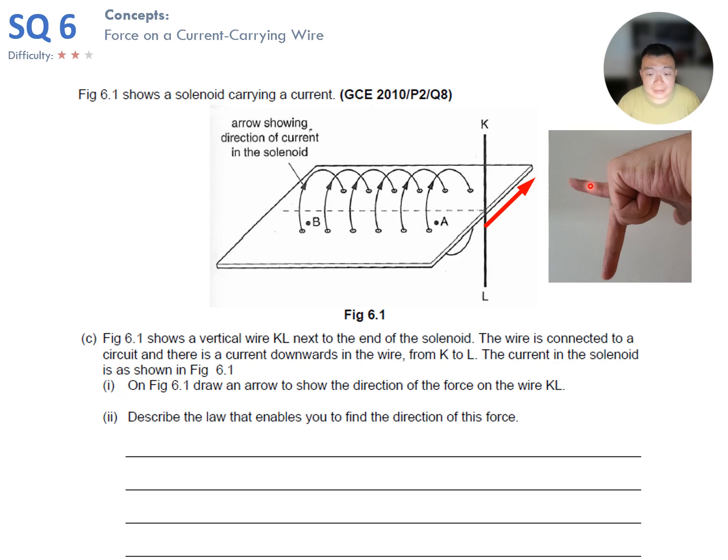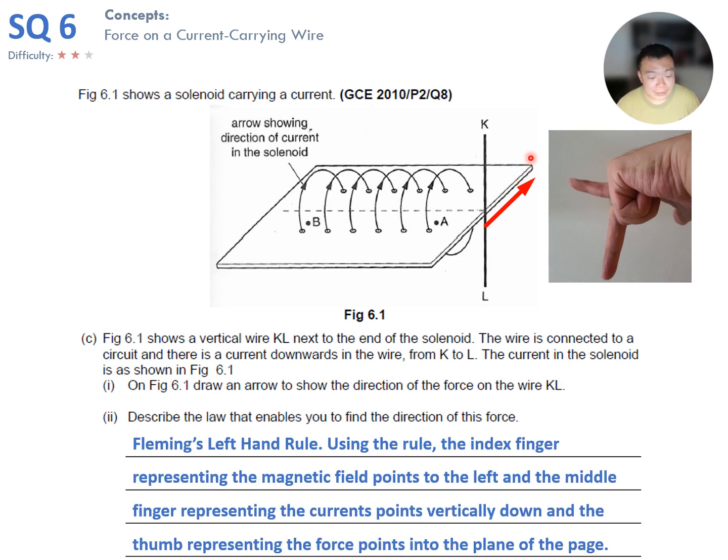The index finger shows you the direction of the magnetic field, which is going from right to left, as what we have determined from the earlier part of this question. And therefore your thumb would show that the force is pushing the wire towards this direction, towards the back of the card. And in words, this is how we describe the use of Fleming's left hand rule.